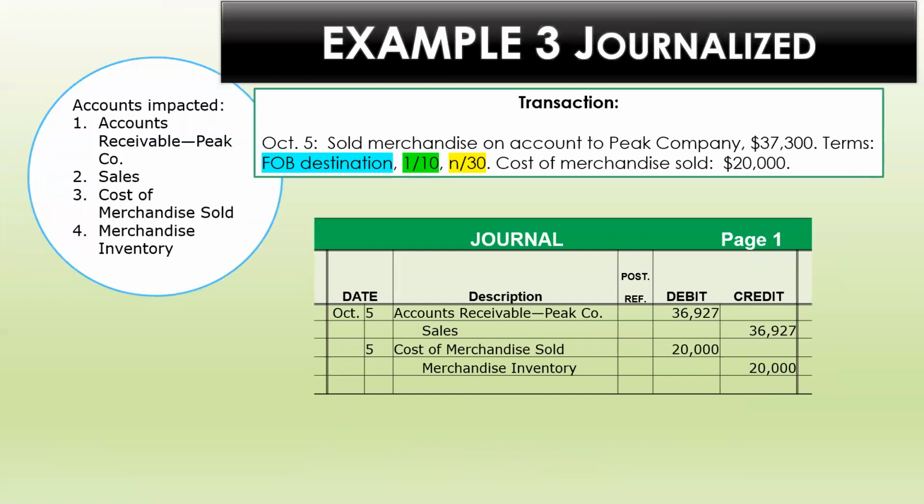Using the following 4 accounts: accounts receivable, Peak Company, sales, cost of merchandise sold, and merchandise inventory, we'll make 2 journal entries here. The date is October 5 for both entries. The first debit is going to be to accounts receivable, Peak Company, in the amount of $36,927. In the same amount, the credit is to the sales account. For the next journal entry, we have cost of merchandise sold, which was $20,000. Merchandise inventory is then credited for $20,000.